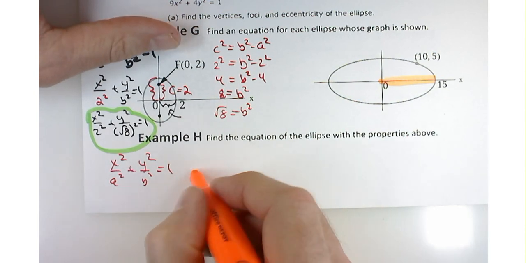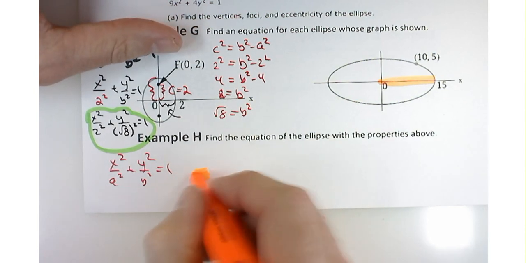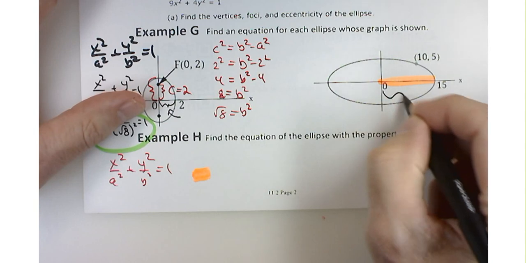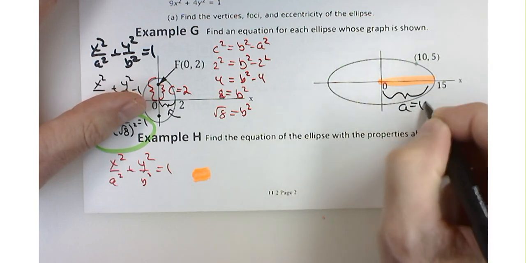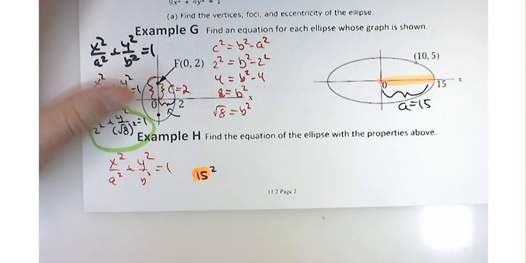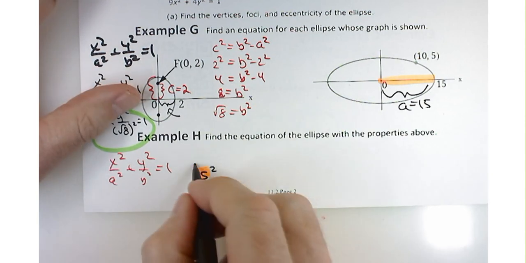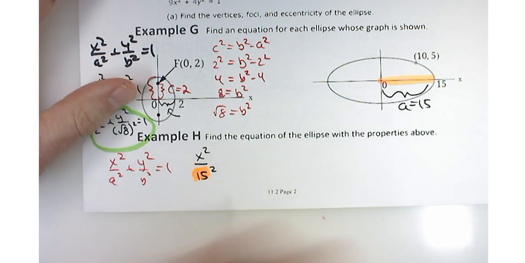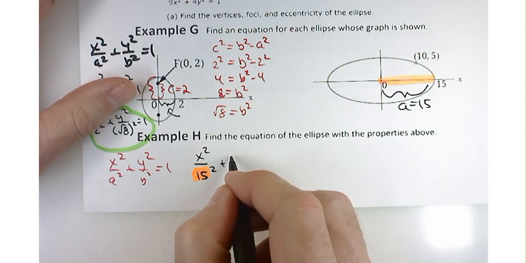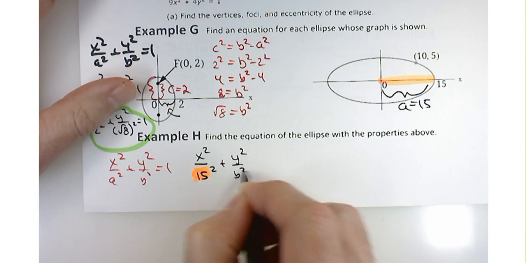Yeah. Why A? This is the x-axis. Yeah, it's along the x-axis. This distance here is a. So a is equal to 15, so this is going to be 15 squared. That's where that's coming from. Underneath x squared. So x squared over 15 squared plus y squared over b squared equals 1.